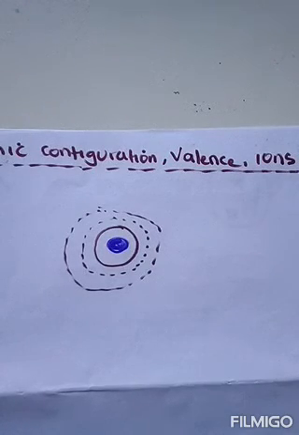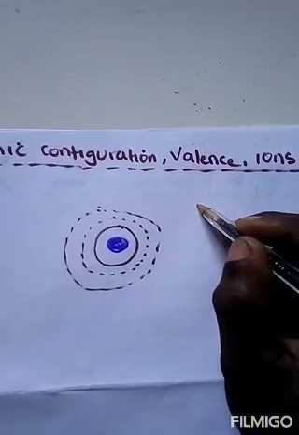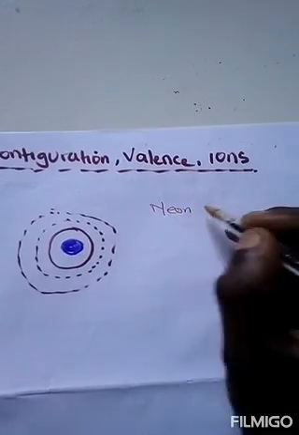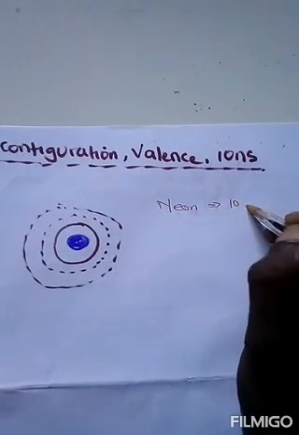When we are talking of electronic configuration, we are trying to understand how the electrons are arranged, since we realize that electrons are constantly moving around the nucleus. But how are they arranged? Let's say for an element with 10 electrons. What element has 10 electrons? We have the element called neon. So neon has 10 electrons.